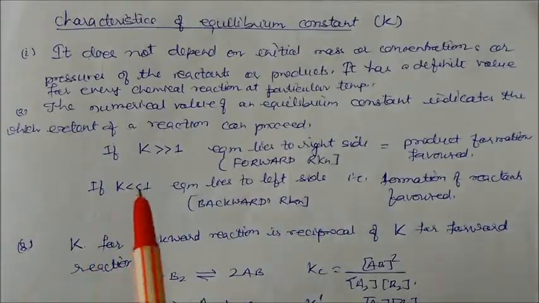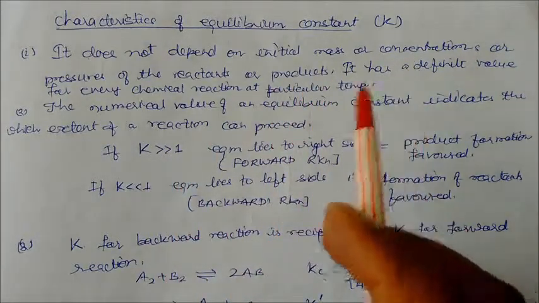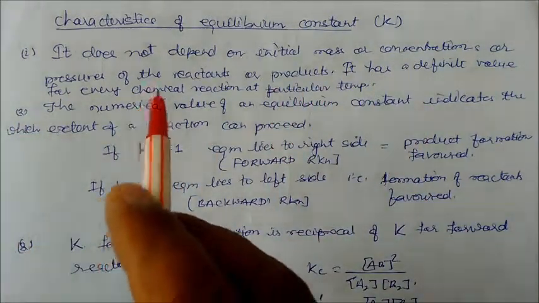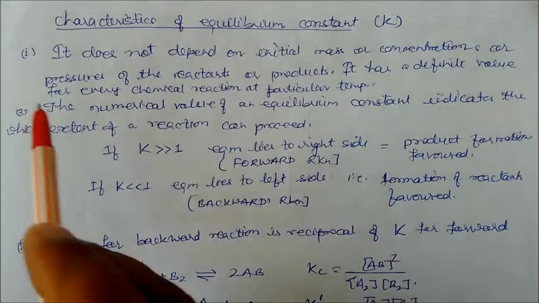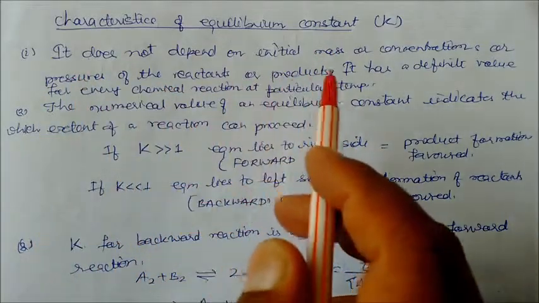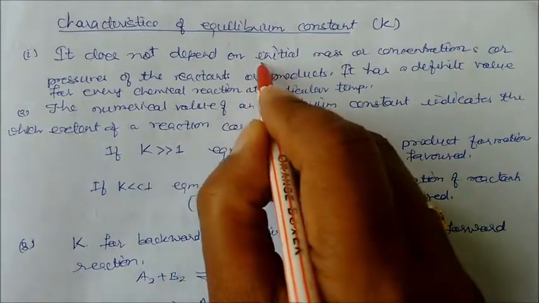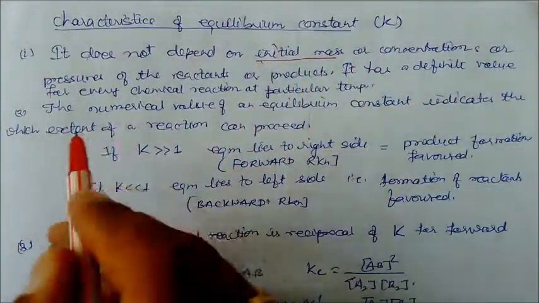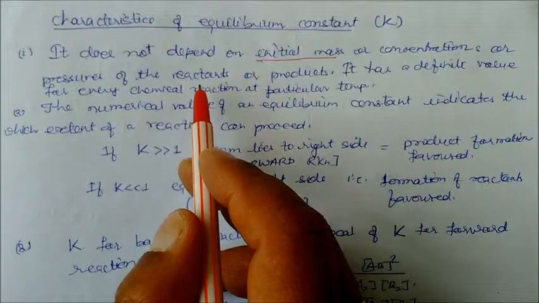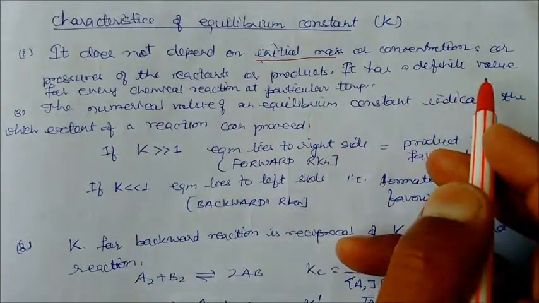In this lecture, we will see the characteristics of the equilibrium constant. So, what are the characteristics on which the equilibrium constant depends? Number one, it does not depend on the initial mass or concentration or pressure of the reactant. This is the important point. It never depends on the initial mass or concentration or pressure of the reactant or product. It has a definite value.